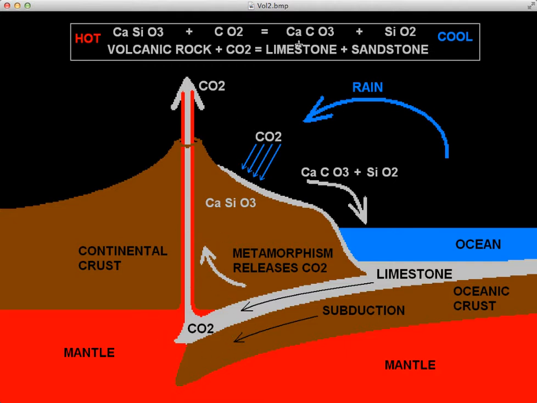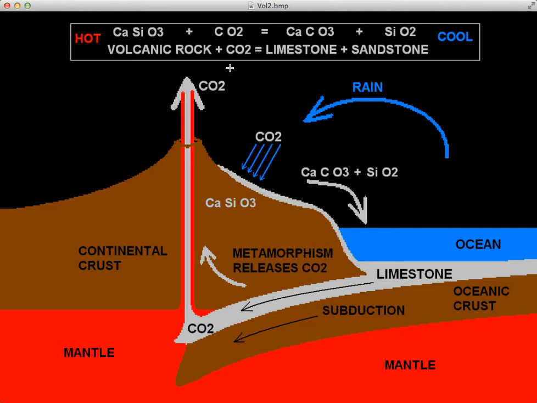And on this side of the equation, the calcium carbonate and the silicon oxide, they prefer to be in this form when it's cooler, for example, after the carbon dioxide and the volcanic rock have come out of the volcano. They've reacted through weathering with the rain, and then they are now down in the ocean.